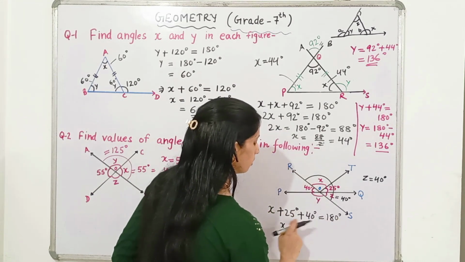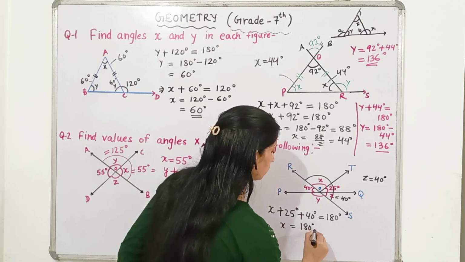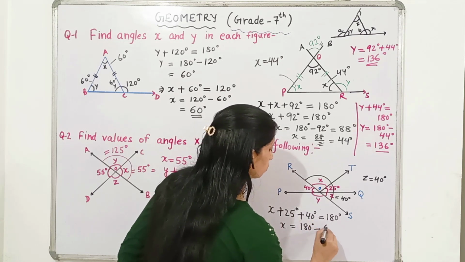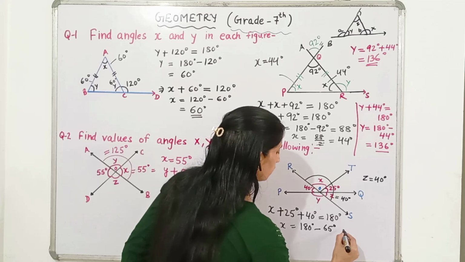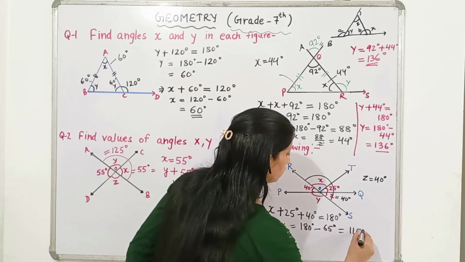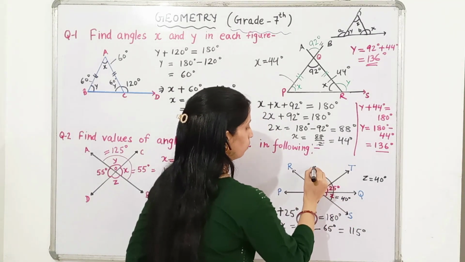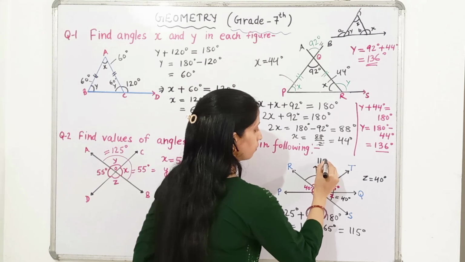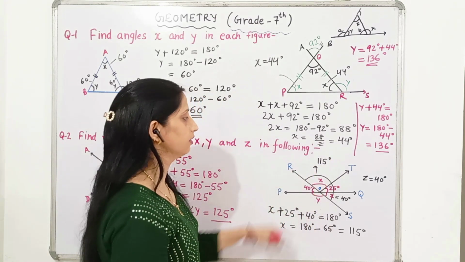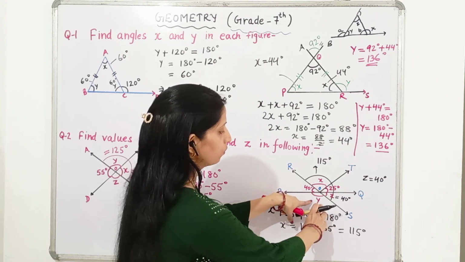Let's add. This will be 65 degrees. So I am doing it directly: 180 degrees minus, adding these two, 65 degrees. And what will we get? We will get 115 degrees. This means the value of x we know now. It is 115 degrees.